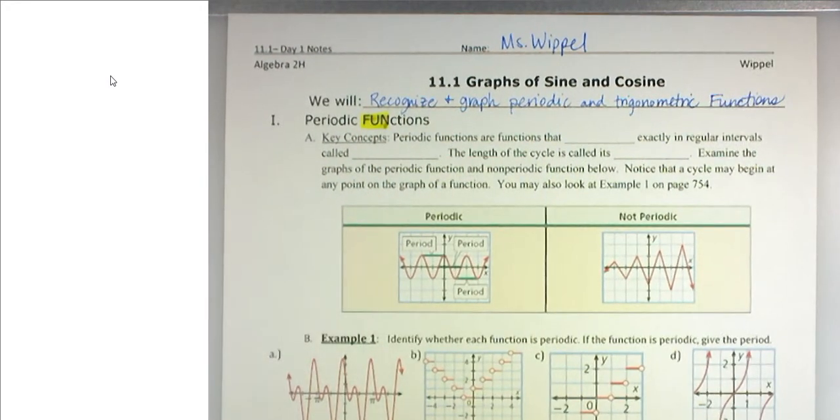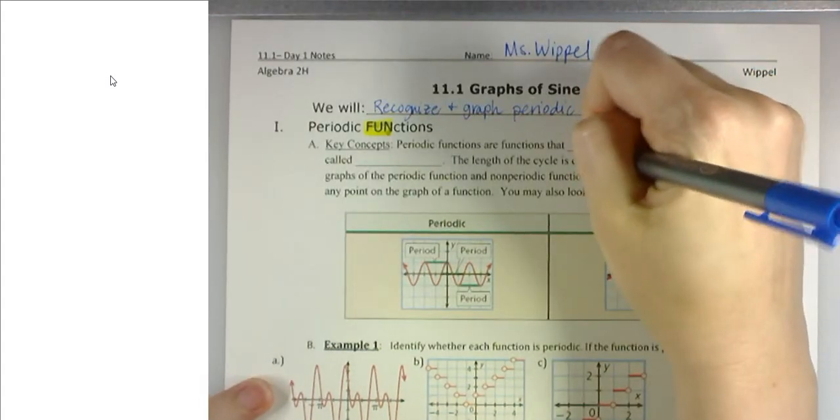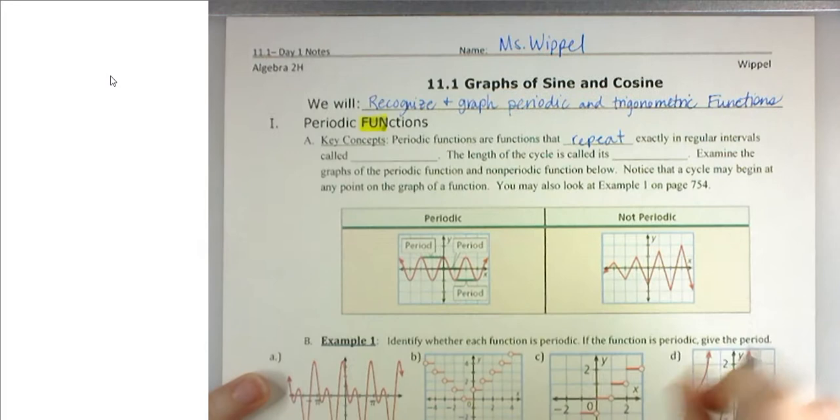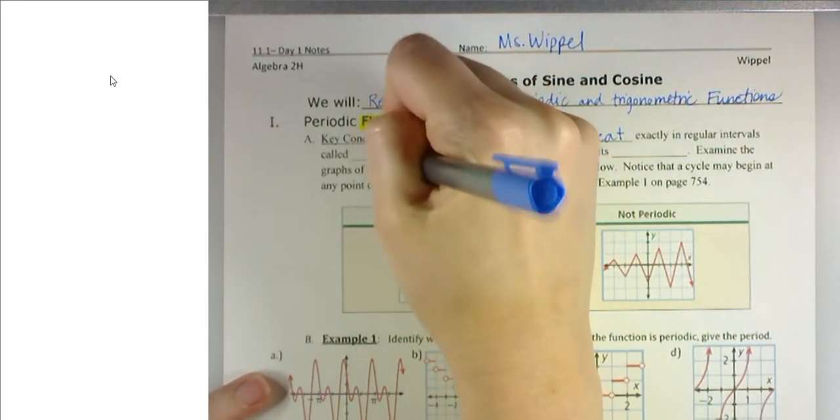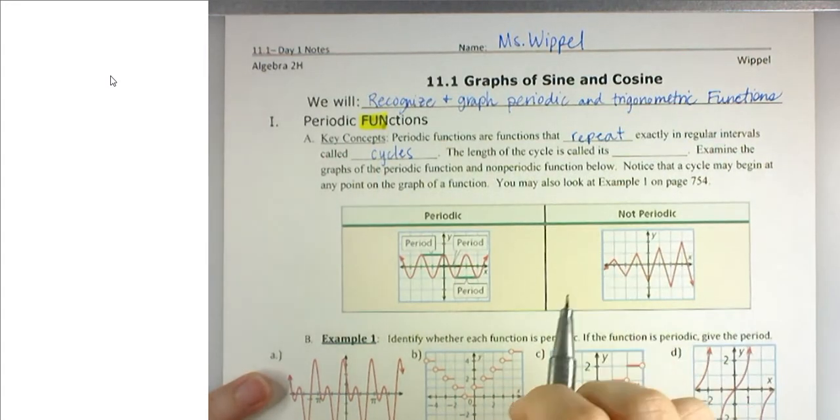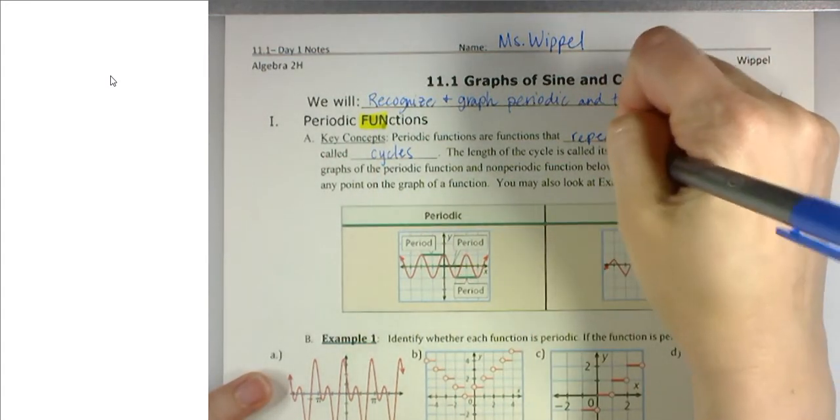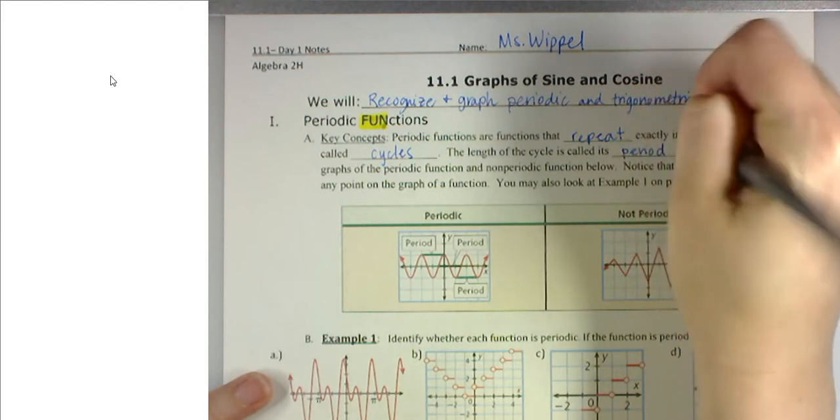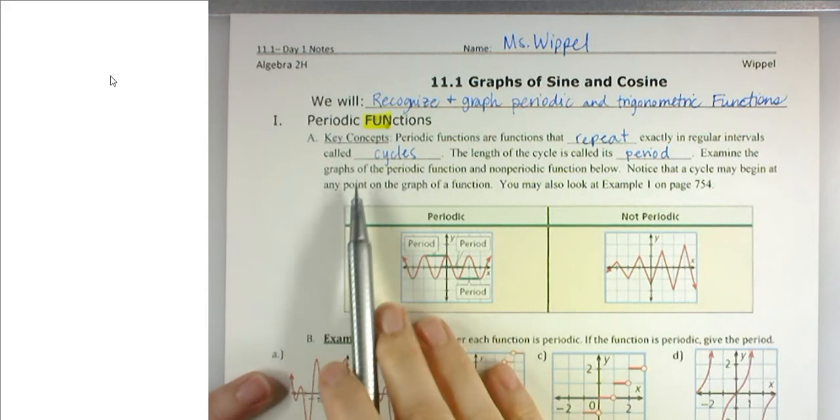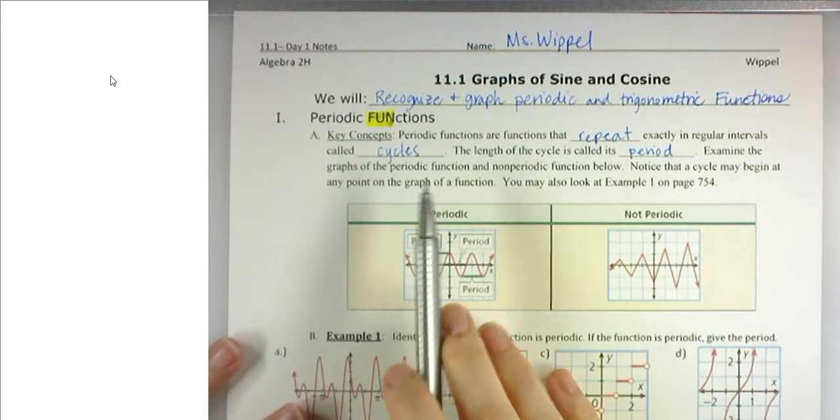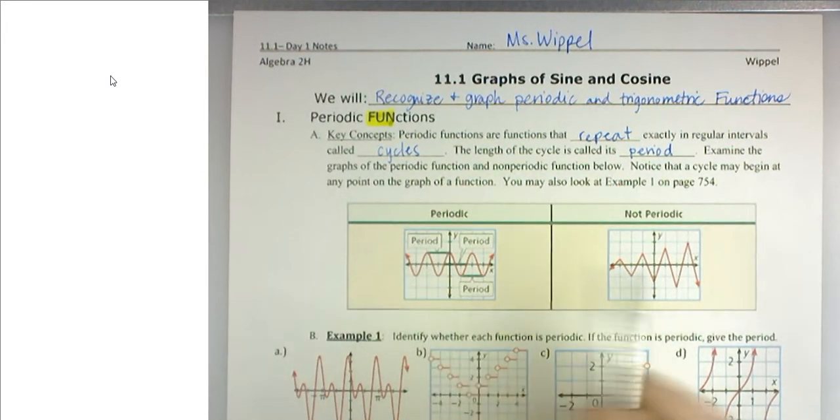Some of our key concepts today are that periodic functions are functions that repeat exactly in regular intervals, and these intervals are called cycles. The length of the cycle is called its period. So for periodic functions, we say it repeats every period. We are going to examine the graphs of these periodic functions, and there's a periodic and a non-periodic one below.